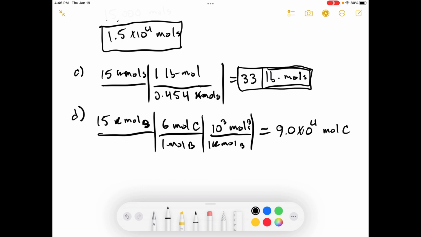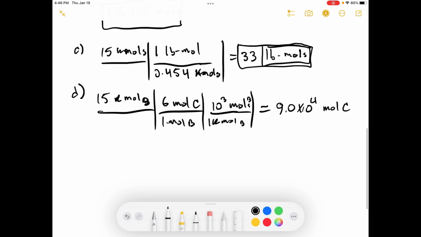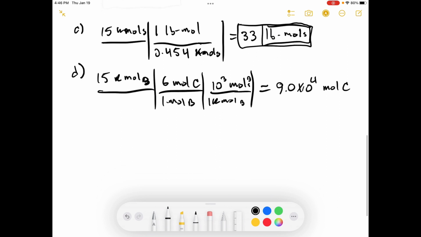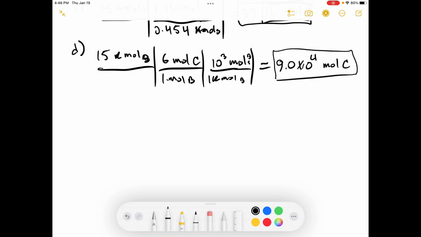moles of carbon. Now, I'm not 100% sure if it's asking like the number of atoms. I don't think it is, but if it was asking the number of atoms, then you would also multiply this molar amount by Avogadro's number. I don't know if that's what it's asking for because it's a little ambiguous, but since it says moles there, we're just going to leave it as is and say these are the moles of carbon we have in 15 kilomoles of benzene. Okay.